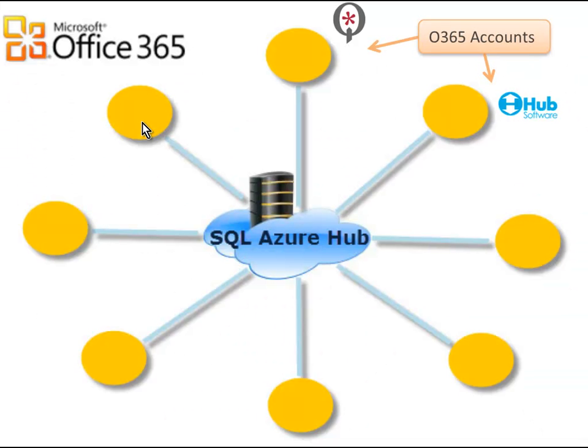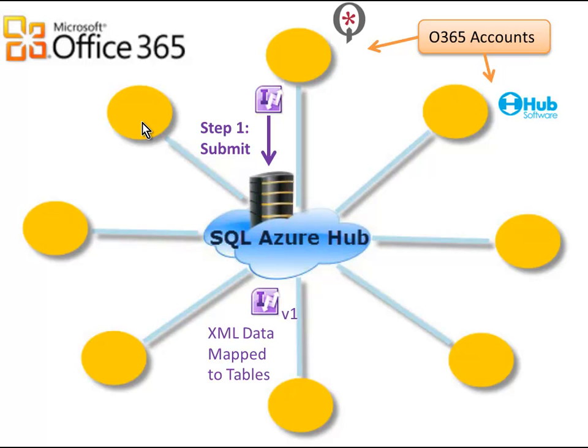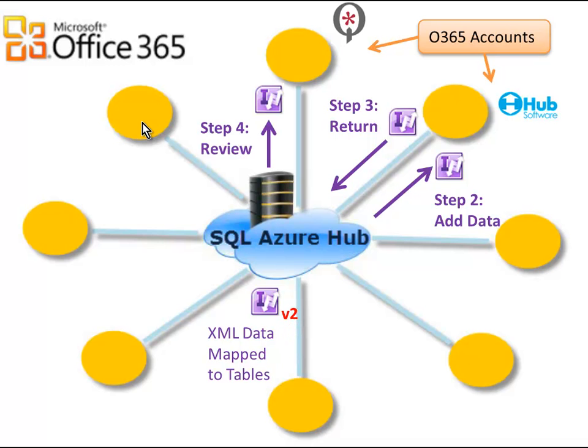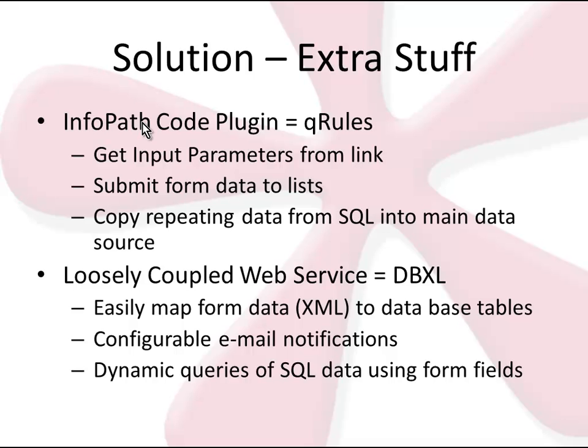So once again, we're going to take this data from our qdabra 365 account and submit it to our web service running in SQL Azure, which is going to map it into the database. Then our hub company is going to pull the data out, add some data to the form, and submit it back. That's going to become V2. Then our consultant in the field, our spoke company, qdabra, is going to pull that data in and use it to create a report.